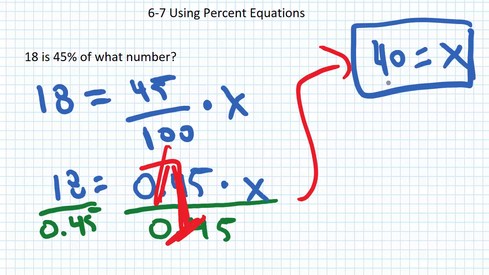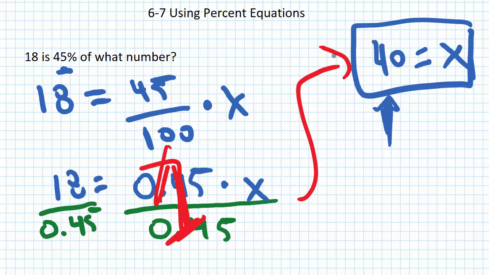Okay, do you see that? So this is a reasonable answer. We're not coming out with exact, because 45 isn't exactly 50. So 18 is almost a half of what number? And the answer is 40, and we can calculate that out using this equation.